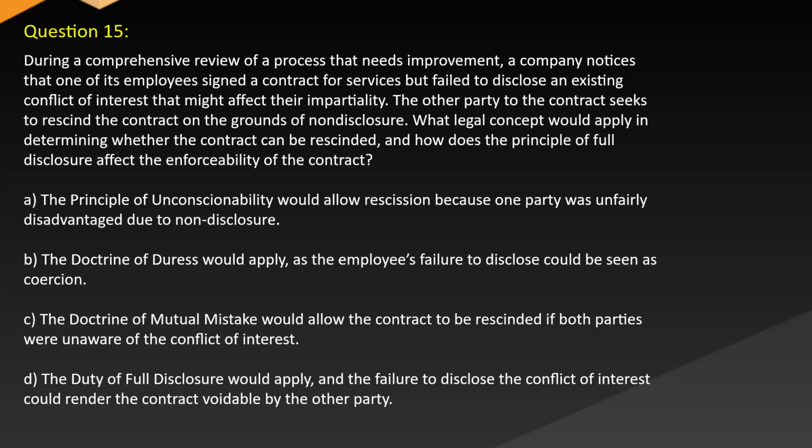A. The principle of unconscionability would allow rescission because one party was unfairly disadvantaged due to non-disclosure. B. The doctrine of duress would apply as the employee's failure to disclose could be seen as coercion. C. The doctrine of mutual mistake would allow the contract to be rescinded if both parties were unaware of the conflict of interest. D. The duty of full disclosure would apply, and the failure to disclose the conflict of interest could render the contract voidable by the other party.